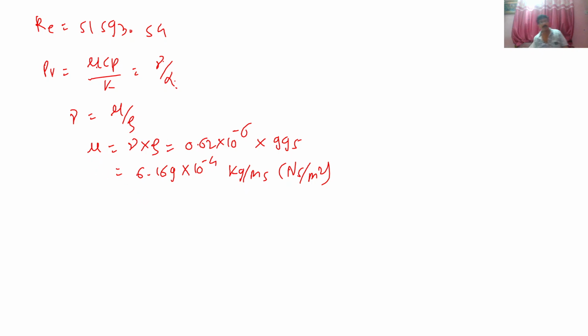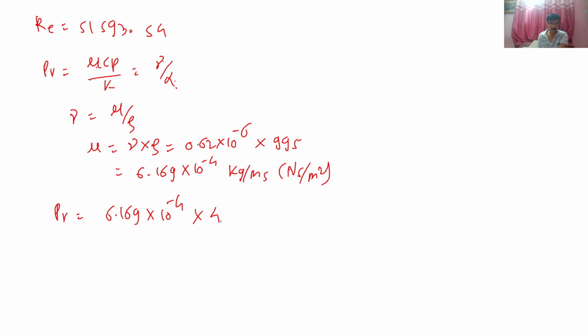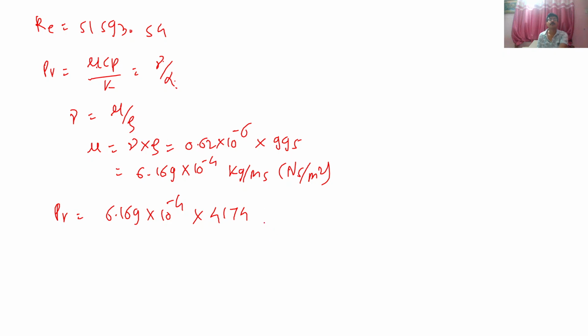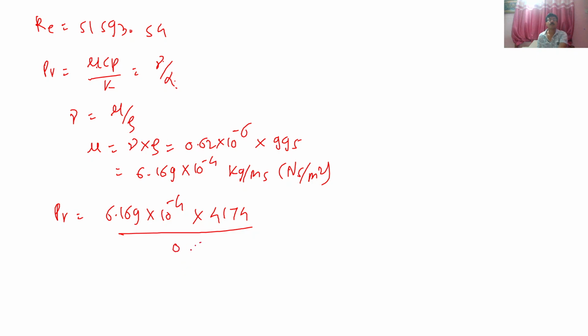This is dynamic viscosity. So I got the value of mu, and therefore the Prandtl number becomes mu, 6.169 × 10 raised to minus 4, which I just calculated. What is Cp? Look at the data table. Cp is 4.1874 kJ, so convert it in joule by multiplying by 1000. 4174 divided by K. What is K? K is 0.64. So the Prandtl number is coming as 4.0233. What is the next step?